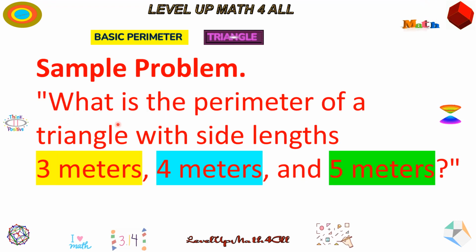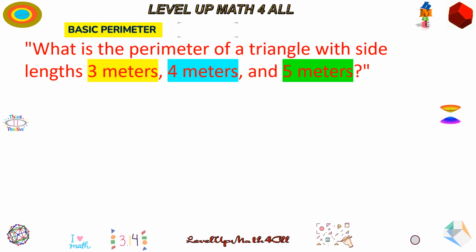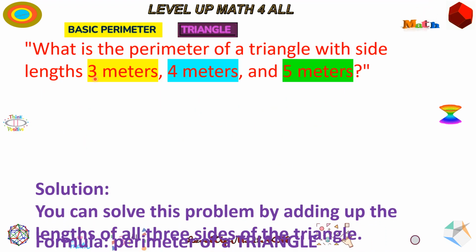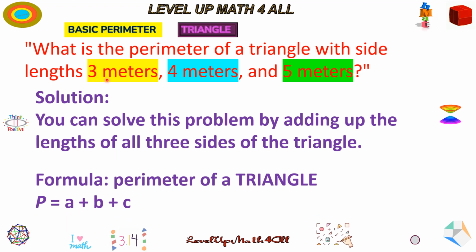Let's try to find the perimeter of a triangle with given lengths. In this problem, there are three sides. Each side is measured as 3 meters, 4 meters, and 5 meters. We have to find the perimeter of the triangle. So how to find the perimeter of a triangle for the given problem where the given sides are 3 meters, 4 meters, and 5 meters?